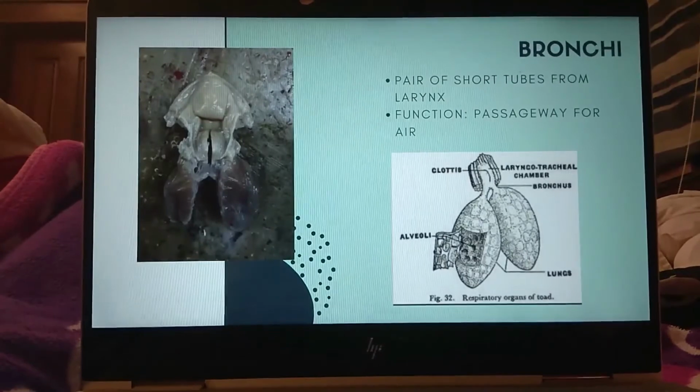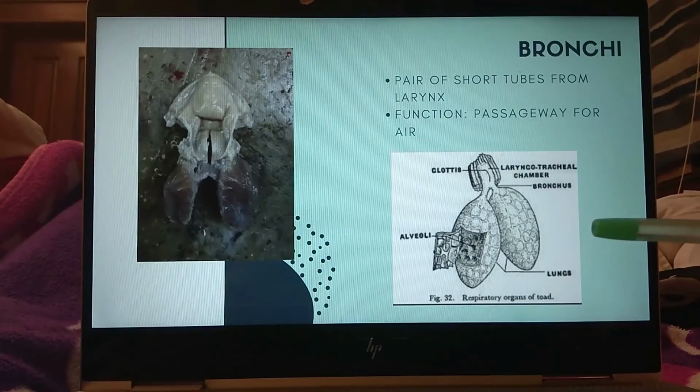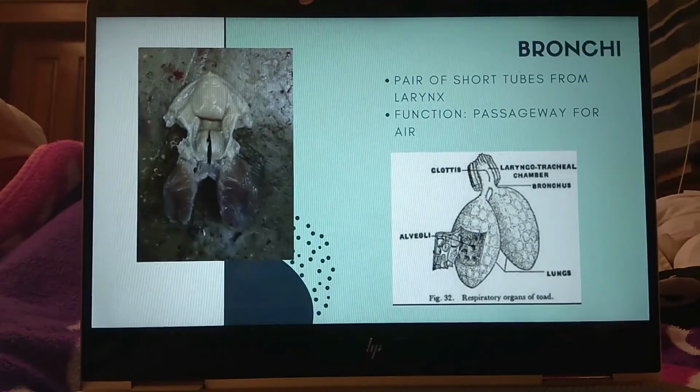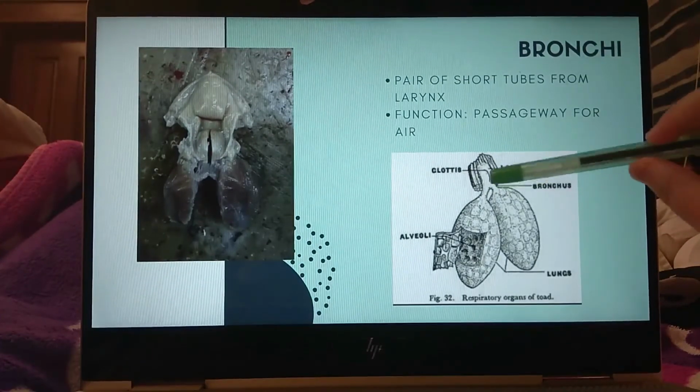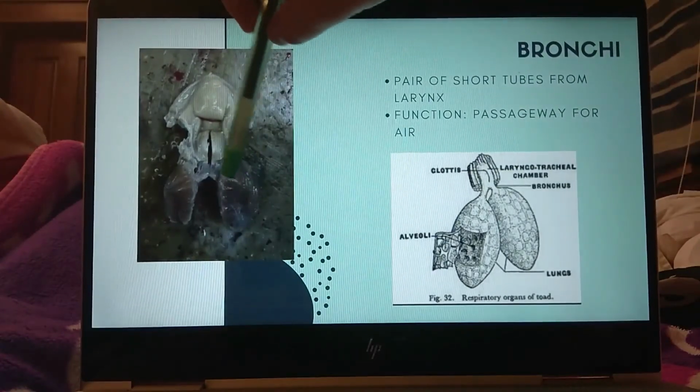Last, we have the bronchi, which are a pair of short tubes from the larynx which go to each of the lungs. These bronchi function as a passage of air from the larynx to the lungs and vice versa. So here we have the bronchi. So these are the bronchi.